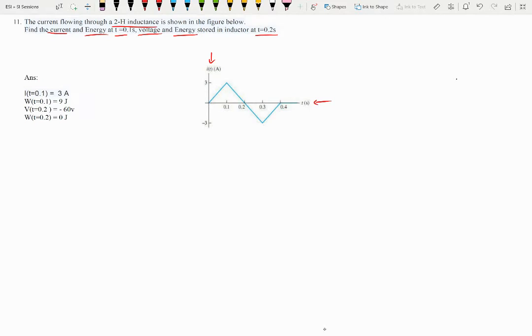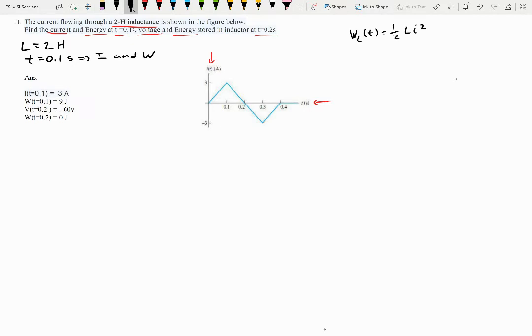L is going to be equal to 2 henries. And so at time equal to 0.1 seconds, we want current and energy. But to do this, we're going to need some equations. So from our equation sheet, we have for energy through an inductor at a certain time, it would be 1/2 Li squared.